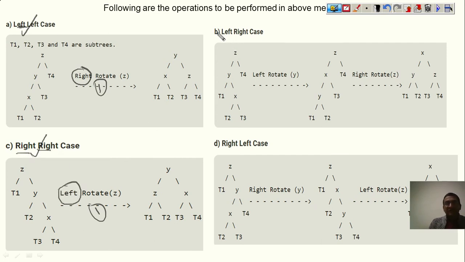Whenever you have a left-right case, first you do the left rotation and then the right rotation. When you have the right-left case, first you do the right rotation and then the left rotation. This is how you can memorize what kind of rotation is required whenever you get stuck in this kind of unbalancing nature of the tree. Okay, so let's move to the next.